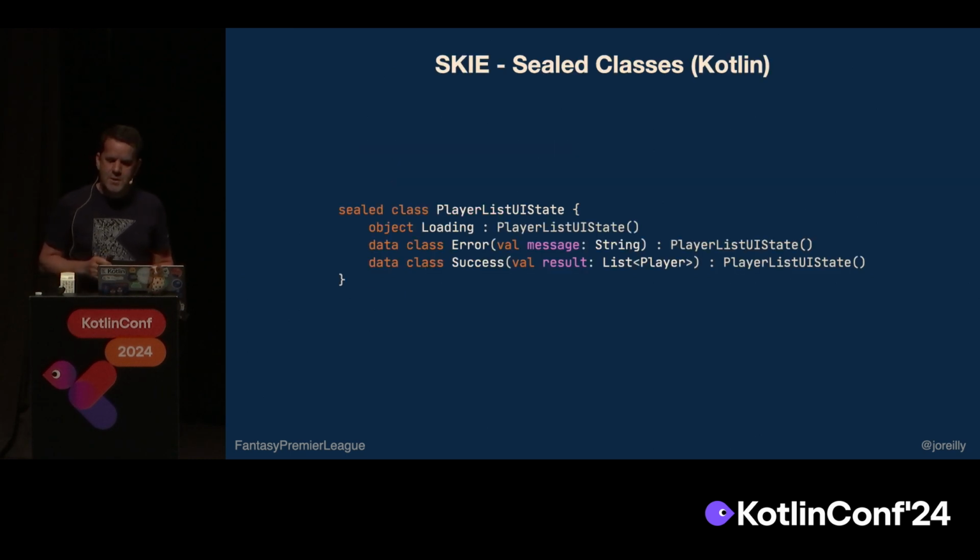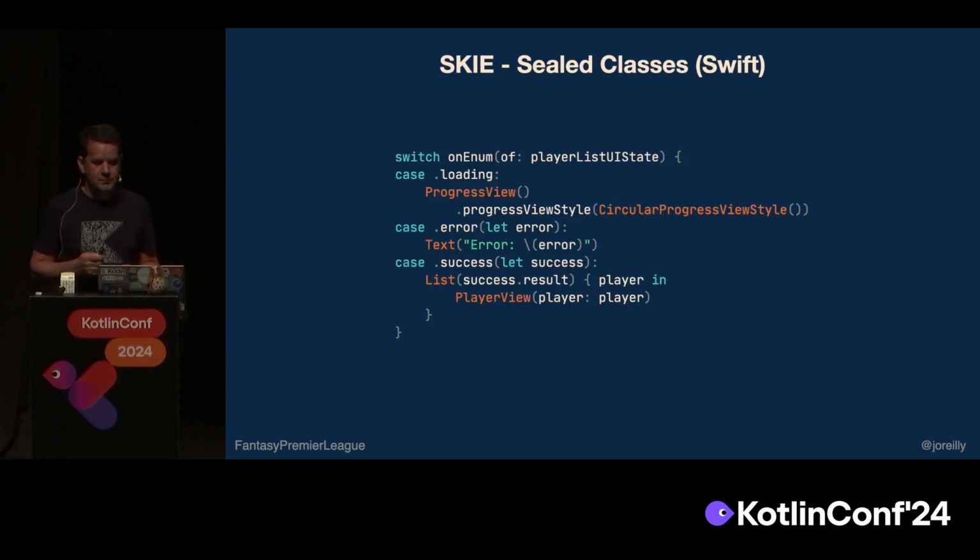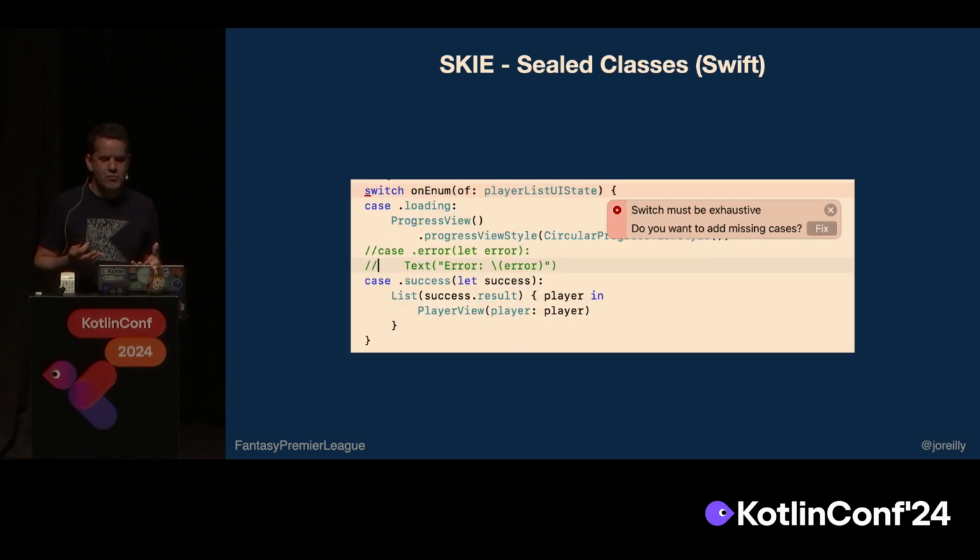Another area where there's somewhat of a disconnect between Kotlin and Swift is sealed classes, and this is something SKIE also addresses. We have this player list UI state sealed class that's being emitted from our ViewModel, as we saw before. SKIE then provides a way to exhaustively switch over the sealed class hierarchy by generating a Swift enum that wraps the Kotlin sealed class. And we can see an example here in Xcode where it reports the 'switch must be exhaustive' error if any of the cases are missing.